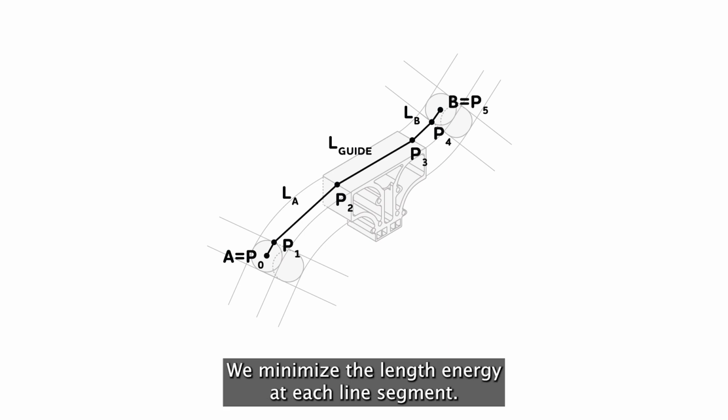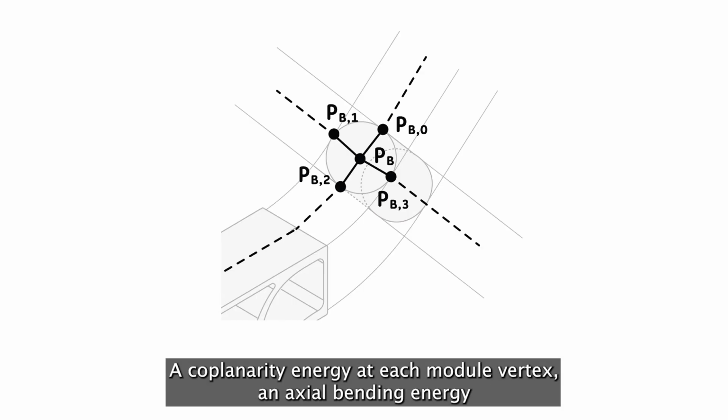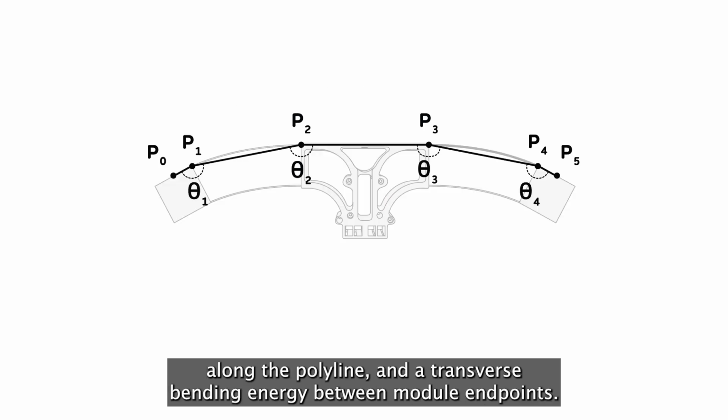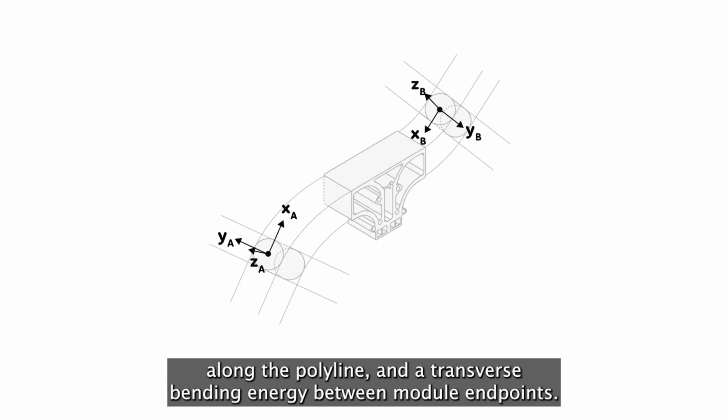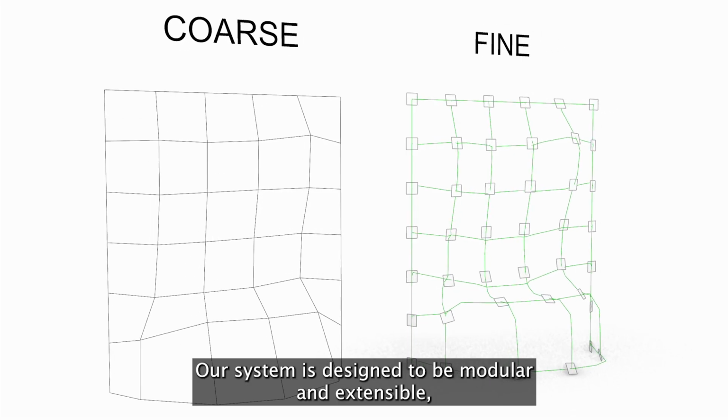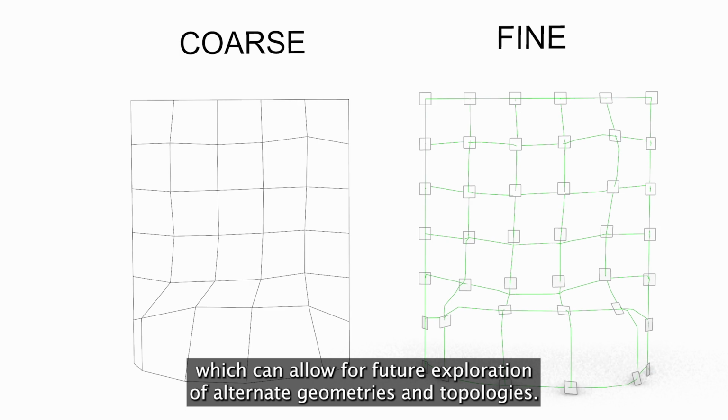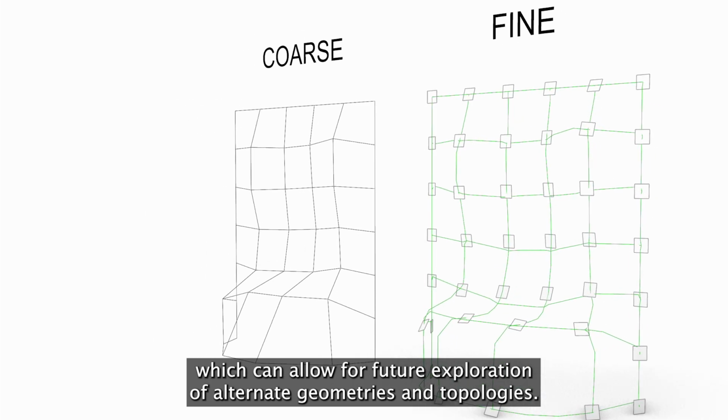We minimize the length energy at each line segment, a coplanarity energy at each module vertex, an axial bending energy along the polyline, and a transverse bending energy between module endpoints. Our system is designed to be modular and extensible, which can allow for future exploration of alternate geometries and topologies.